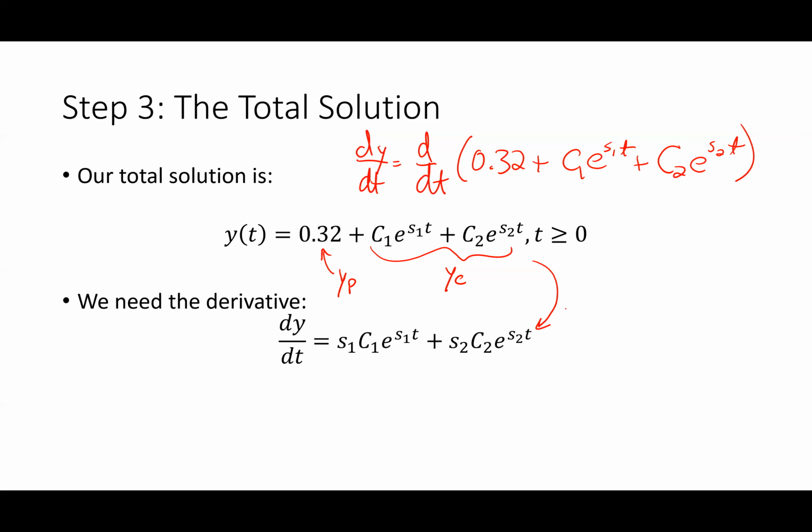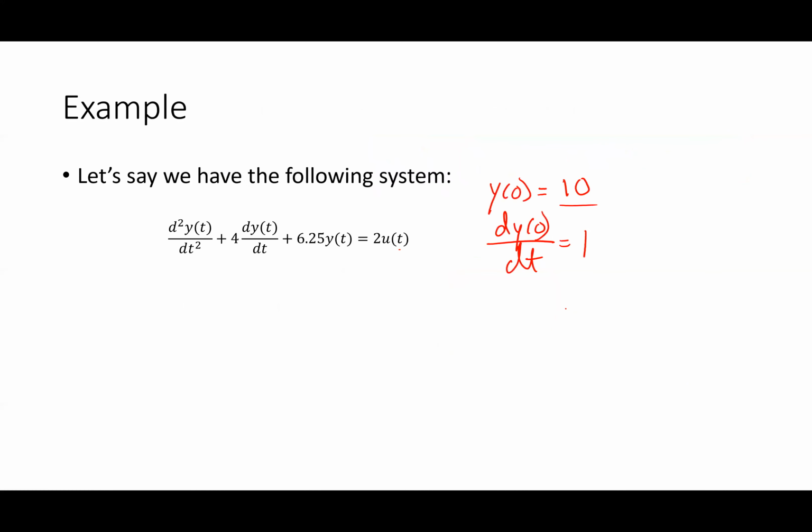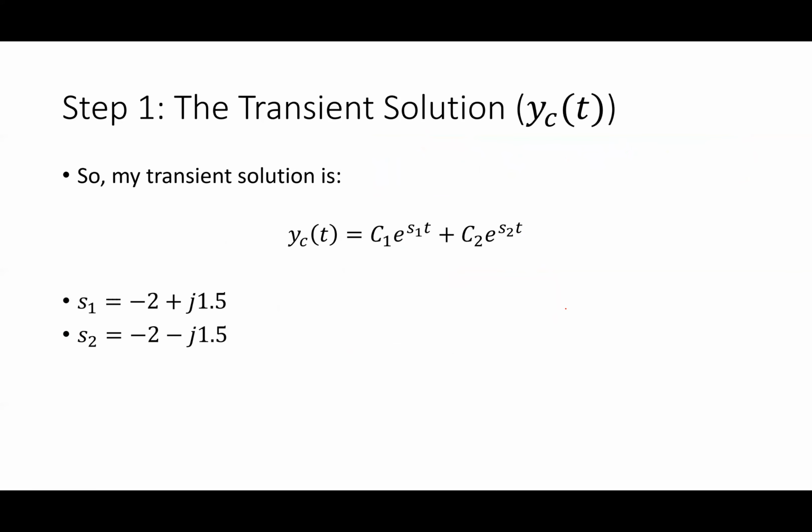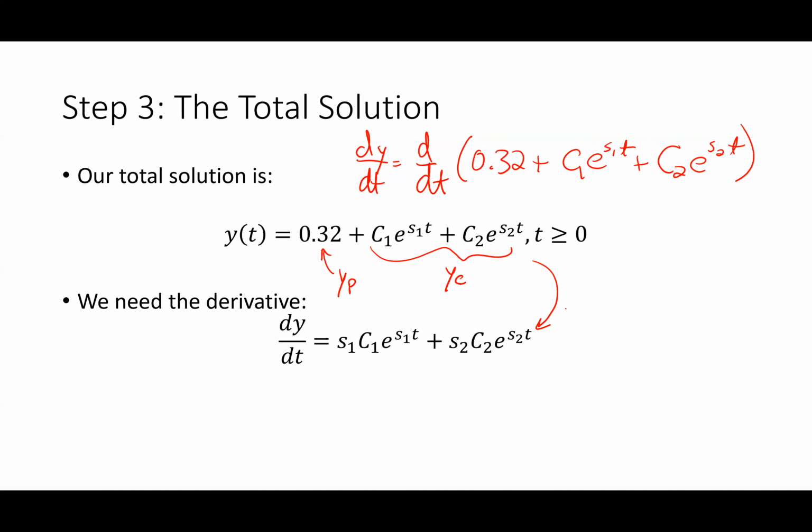Now, what do I do with that? Gotta use my initial conditions. So in this case, we gotta go back to the beginning. Did I give initial conditions? Yeah, I said y of zero is equal to 10, and the derivative at zero is equal to one. So how do I set this up? Let's look at y of zero. Y of zero is equal to 10. That's got to be equal to, plug t equal to zero into here, 0.32. And what happens when I plug t equal to zero into e to the something times t? One. So what happens to these two terms? C1 plus C2.